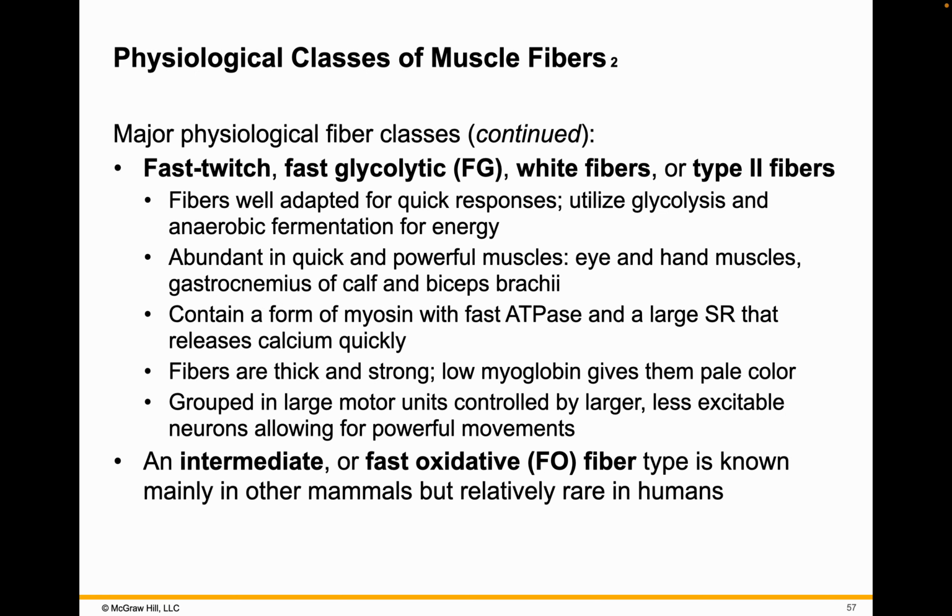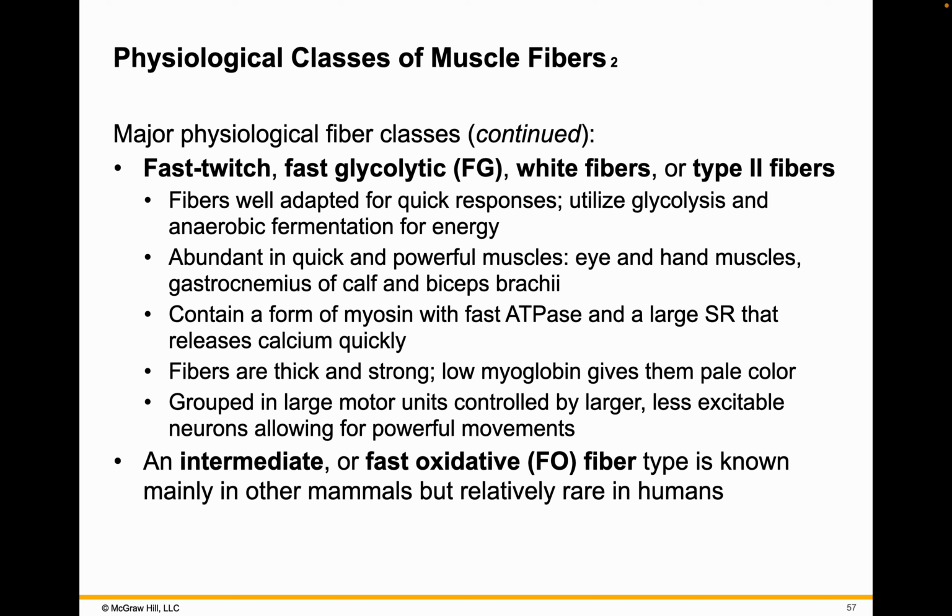The fast twitch, fast glycolytic fibers, or white fibers, type 2 fibers, are well adapted for quick response utilizing glycolysis and anaerobic fermentation for energy. They're abundant in quick, powerful muscles: the eye, hand muscles, the gastrocnemius. They contain a form of myosin with fast ATPase and a large sarcoplasmic reticulum that releases calcium quickly. Their fibers are thick and strong. They have low myoglobin levels, giving them a pale color. They're grouped into large motor units controlled by larger, less excitable neurons, allowing for powerful movements.